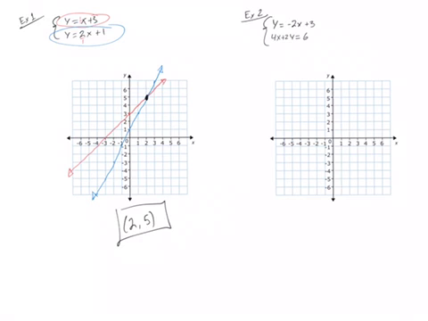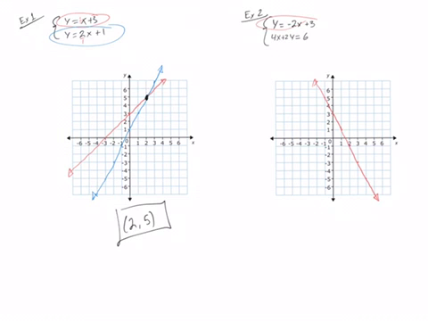Example 2. I'm going to graph this first one here in red. It has a y-intercept of 3. Slope of negative 2 is going to go down 2, right 1. Down 2, right 1. Or up 2, left 1. So it's going to look like this. Okay.